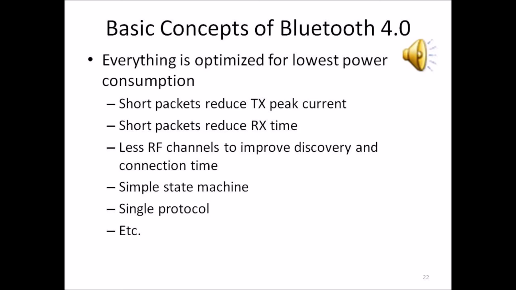Basic concepts of Bluetooth 4.0 BLE. The first thing is low power consumption, which is the primary point that makes BLE interesting. The other points are that it uses short packets in order to reduce the transmit peak current, and short packets also help reduce the RX reception time. It has fewer RF channels in order to improve discovery and connection time. The next point is a very simple state machine and a very simple protocol. These are the points which make it even more interesting.